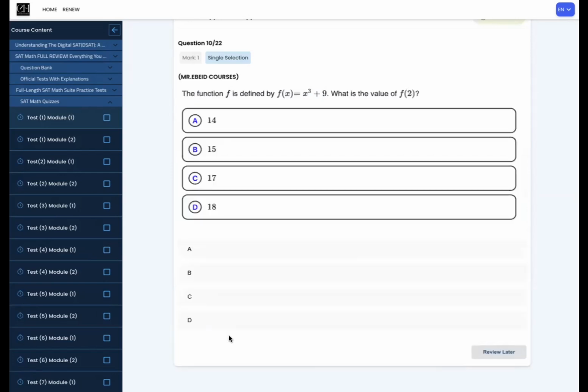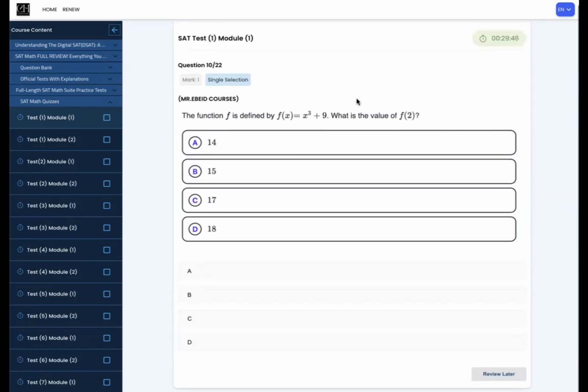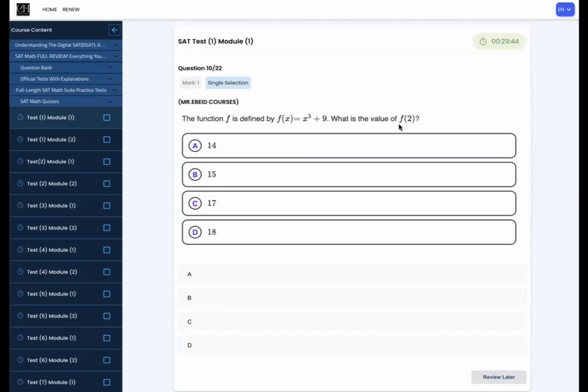Let's move to the next one, question 10. The function f is defined by f of x equals x to the power 3 plus 9. What is the value of f of 2? Just plug in x equals 2. It means 2 raised to the power of 3, which is 8. 8 plus 9 equals 17. So the answer is C. We choose C. Let's move to the next question.